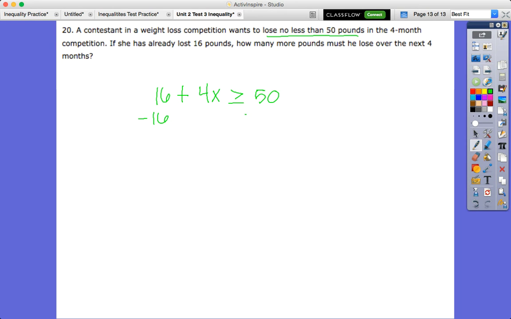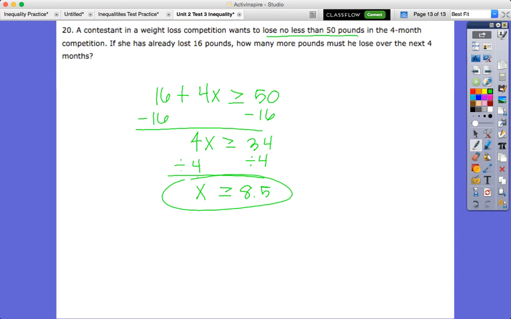You're going to subtract 16 from both sides, and you'll get 4x is greater than or equal to 34. Then you'll divide both sides by 4, and you'll get x is greater than or equal to 8.5. So he needs to lose greater than or equal to 8.5 pounds each month to reach the goal.